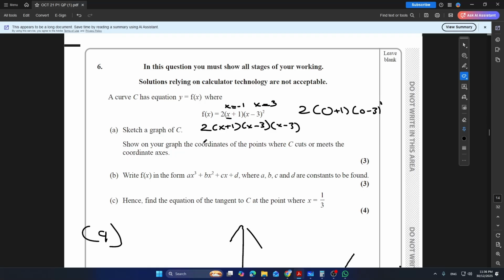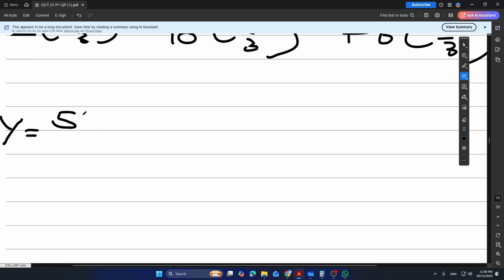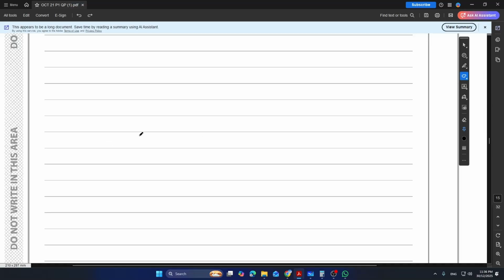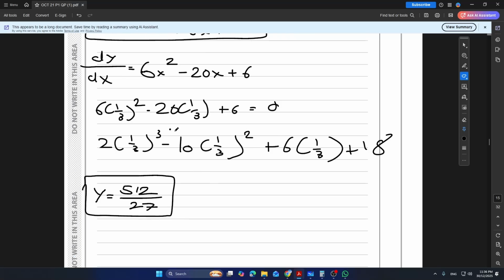The answer will be 512 over 27. This is after I substituted it. And since the gradient is 0, I don't need to write plus 0x because that's not a thing. So I will just write this is our answer. And this is the final answer for question 5.